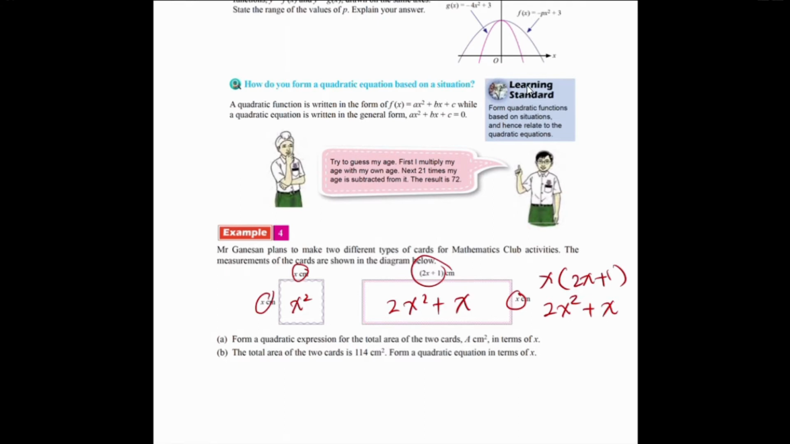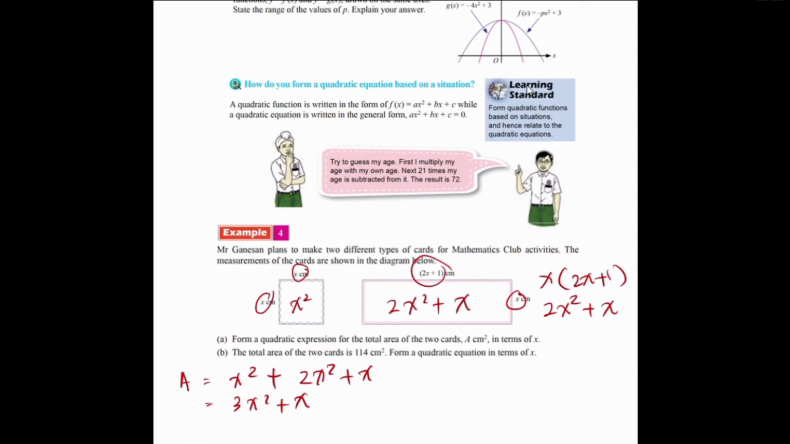Okay, so the area here is 2x squared plus x, and the total area, so you need to add all the area here. So the total area A is equal to x squared plus 2x squared plus x. You will get here is 3x squared plus x. Okay, so you wrote the quadratic expression based on the situation.